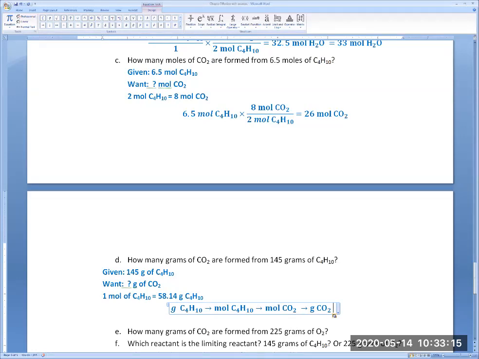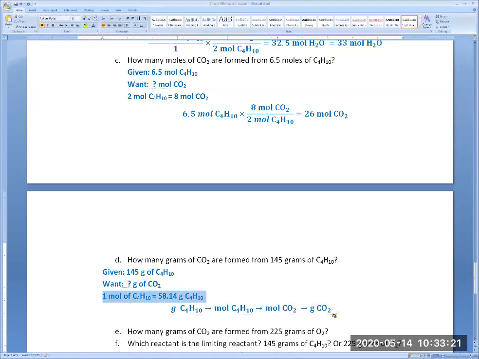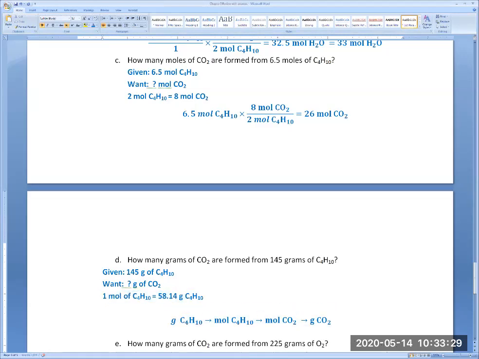And we already have an equality here, this one that tells you how to convert moles of C4H10 to grams of C4H10, and that will be useful for the first conversion here. We said for the last one, the moles of CO2 to grams of CO2, we will need the molar mass of CO2.